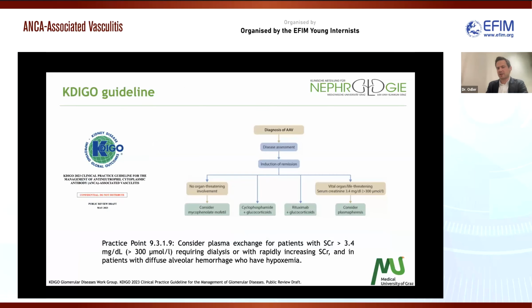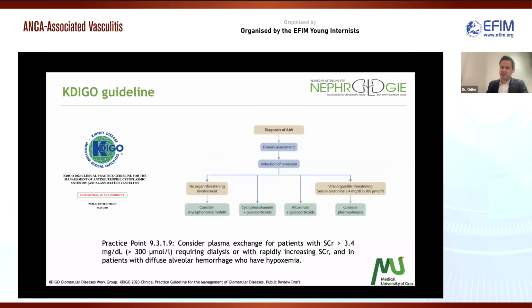There is quite a significant difference between the EULAR and KDIGO guidelines, because KDIGO guidelines still say to consider plasma exchange for patients with severe kidney involvement. Nevertheless, they also recommend that this treatment option can be considered in those with diffuse alveolar hemorrhage who have hypoxemia.